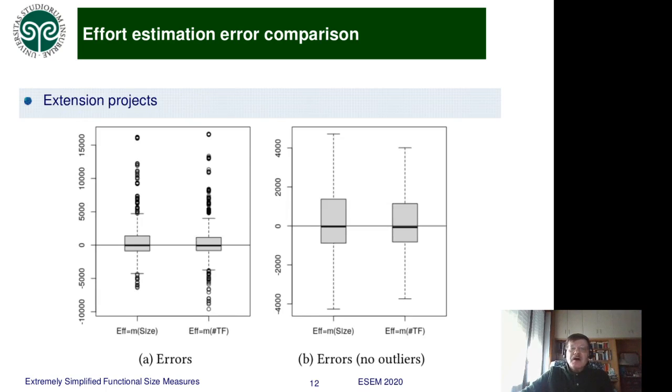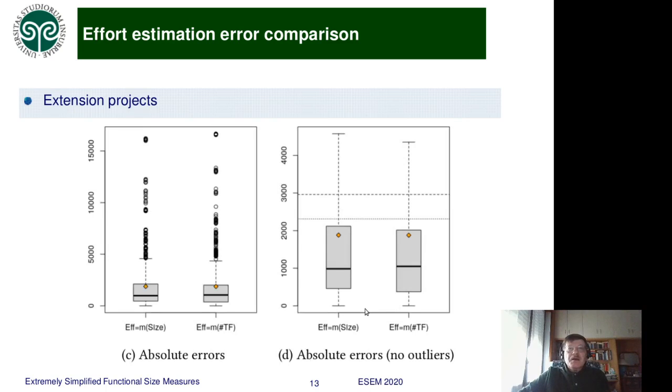Here we have the error distributions concerning extension projects. Also in this case, it seems that using the number of transactions to estimate effort does not cause very different errors with respect to using standard measures. Here, finally, we have the distributions of absolute errors. And also in this case, distributions as well as the mean values appear very similar to each other.